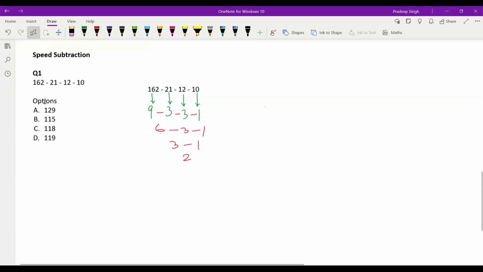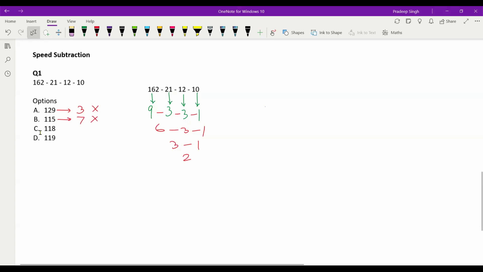Now let's see which option can give us digit sum as 2, starting with option A, 129. So the digit sum will be 1 plus 2 is a 3, 3 plus 9 is a 12. Now the digit sum of 12 is 1 plus 2, which will give us 3. Hence option A is not the answer. In option B, the digit sum is 1 plus 1 plus 5, which will give us 7, which means that is also not the answer.